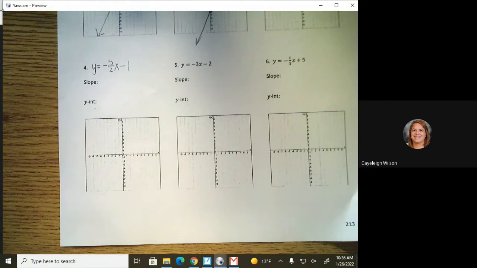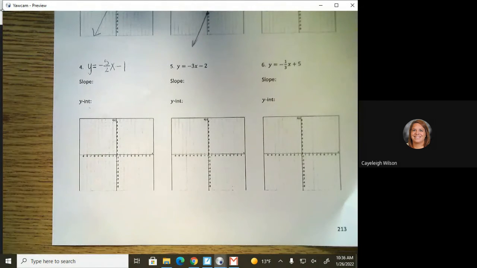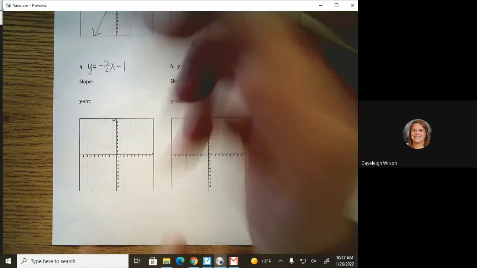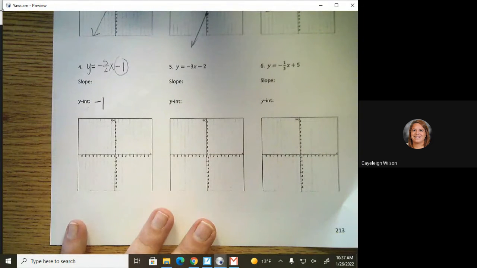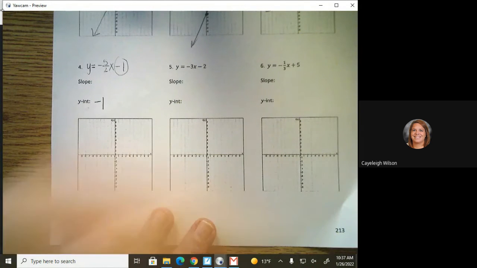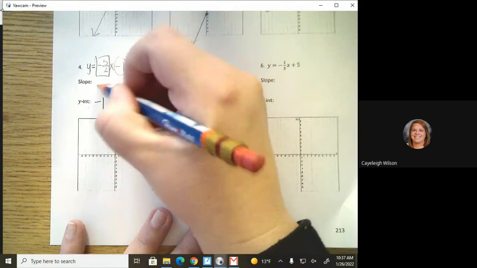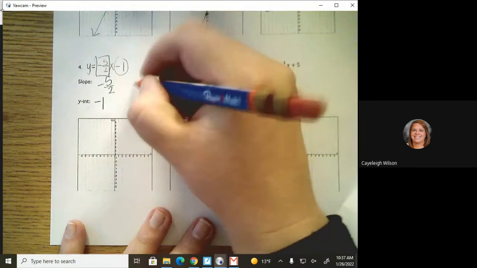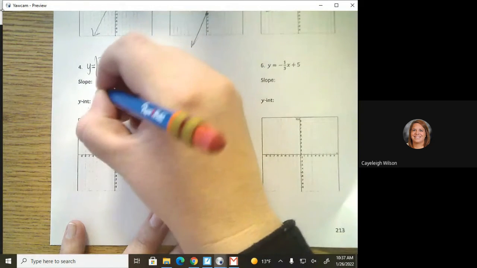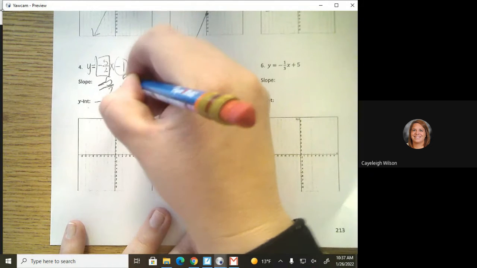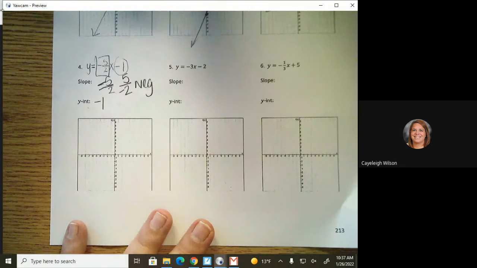So, all right, on number 4, what is your y-intercept? -1. So I'll put a -1 there. All right, what's our slope? -5/2. Oh, it's a negative slope. So I know it's going to go down, and I can either put the negative on the top or I can put it on the bottom. But I can't have it on both because 2 negatives make it positive.